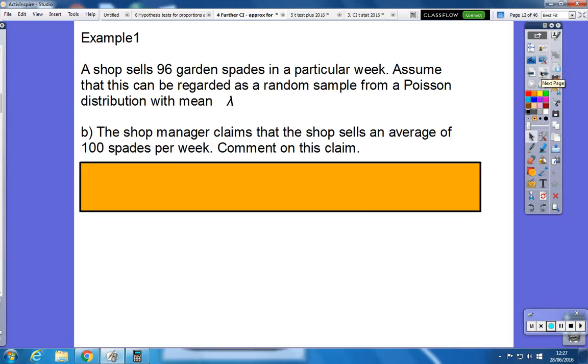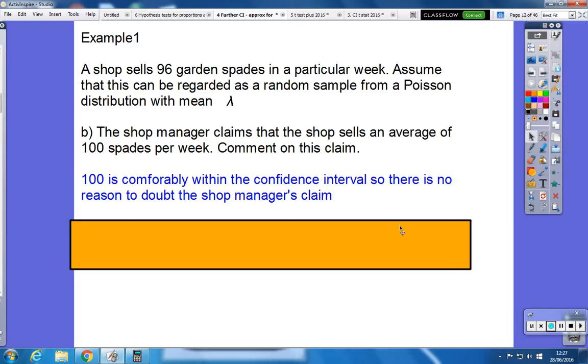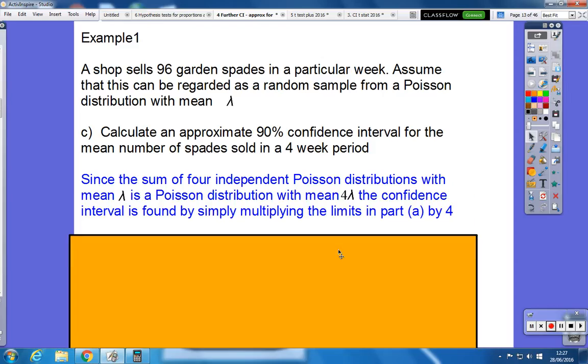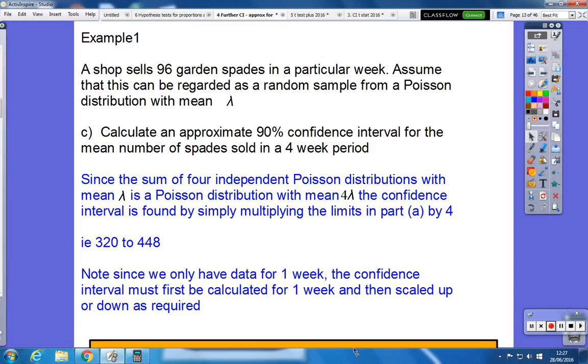Second bit, he says an average of 100 sprays per week. 100 lies within the confidence interval, so there's no reason to doubt his claim. Brilliant. Now do it for a 4-week period. So you found your answer for the 1-week period, you just times it by 4.